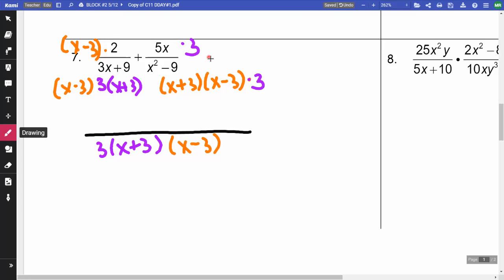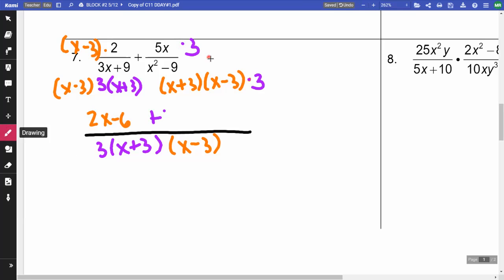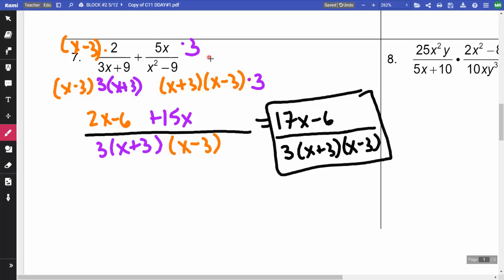So on top, I'm going to get a 2x minus 6 when I distribute. And then I'm going to get also a plus 15x. I'm going to combine like terms. So I'm going to get a 17x minus 6, which is not factorable. And then I have a 3 in x plus 3 in x minus 3. And that is your answer.